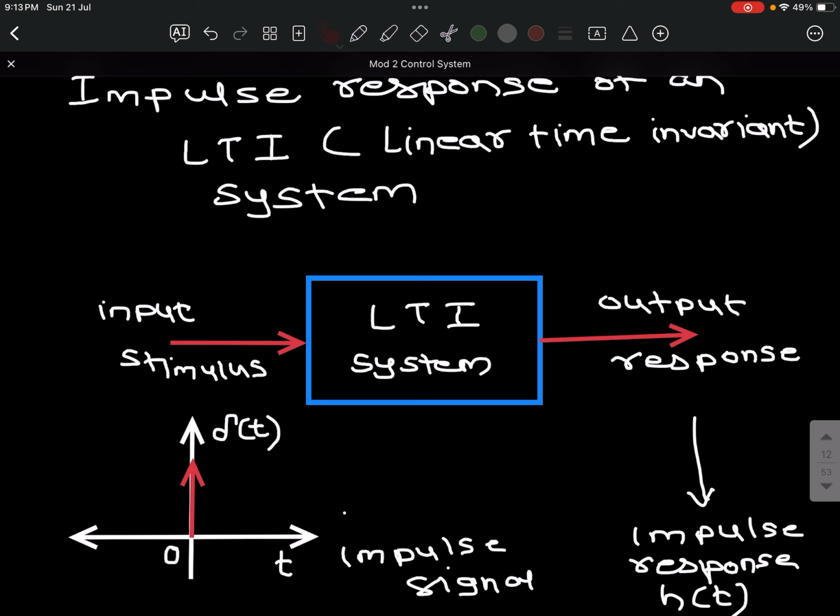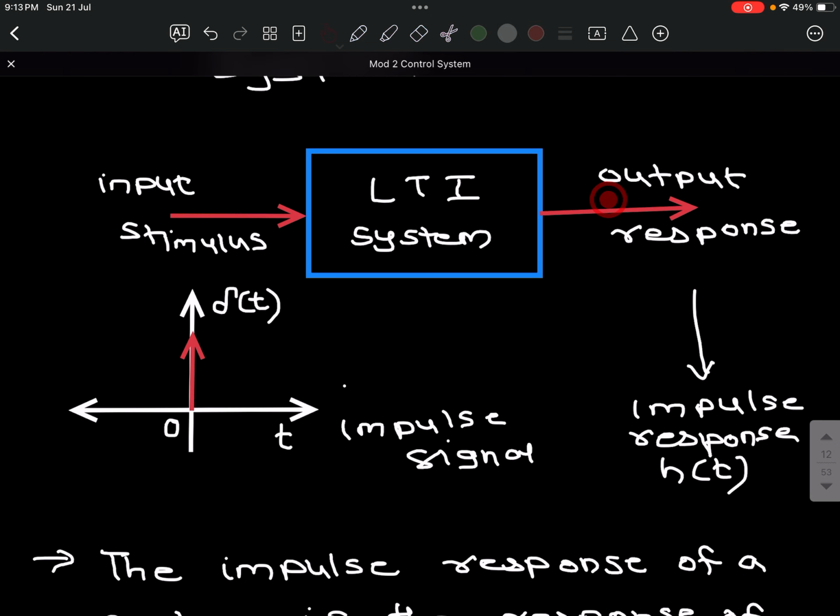Now what is the output? The output is the impulse response h of t. So when we have an LTI system, and if we have specifically an impulse input applied to it, we'll get a response which will be called the impulse response, which is denoted by h of t. Now what is the significance of an impulse response? It is very important because it defines the characteristic of an LTI system.